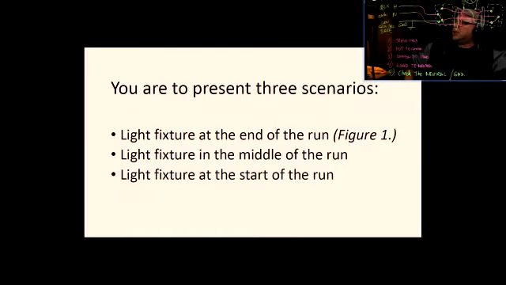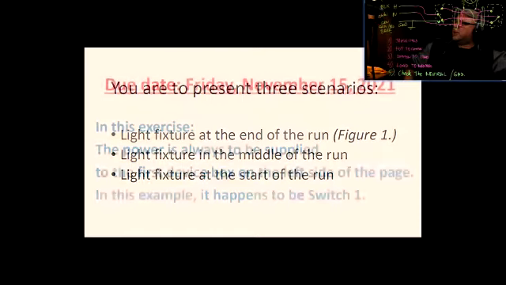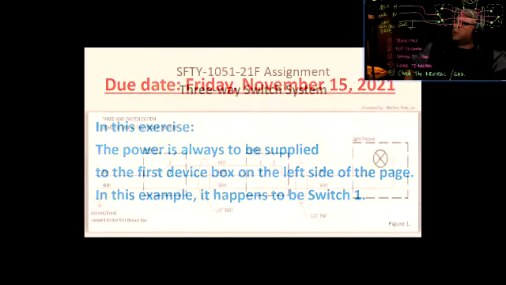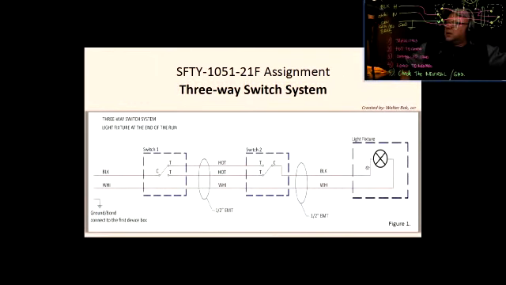Light fixture at the end of the run, which is basically this figure right here. That's the beginning of the run, that's the end of the run. So here's the light fixture at the end of the run. Light fixture in the middle of the run is going to be another scenario. So you're going to be flipping these two and make those connections, which we just did on this board here. And the third one, you're going to have the light fixture at the beginning of the run, and there are 2 switches there. And the power is always supplied from this side here.